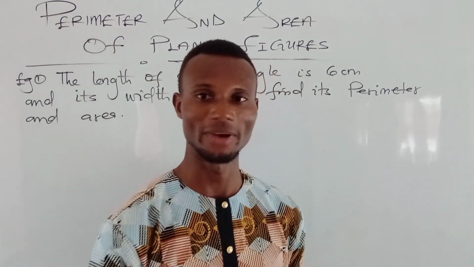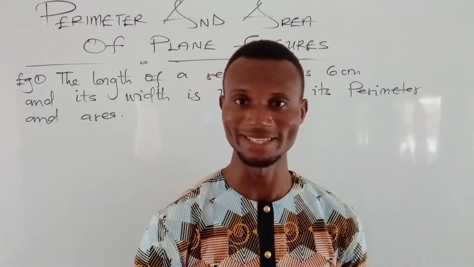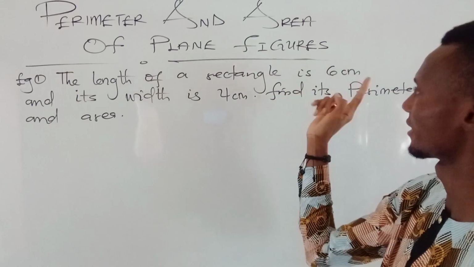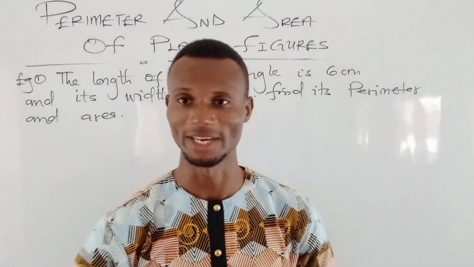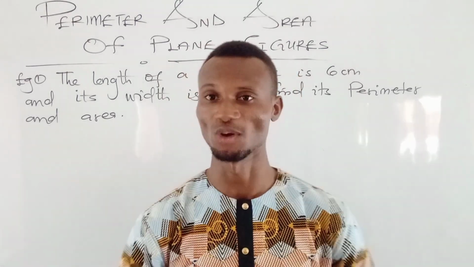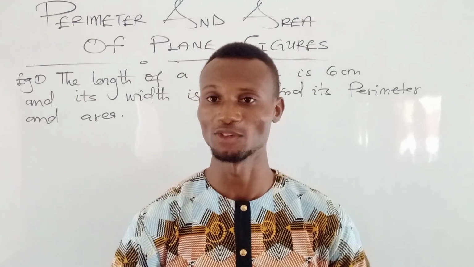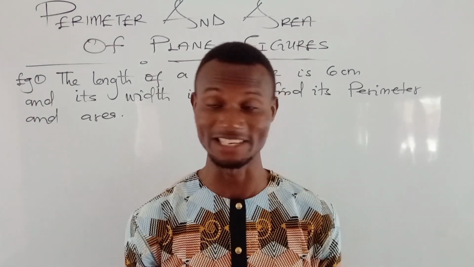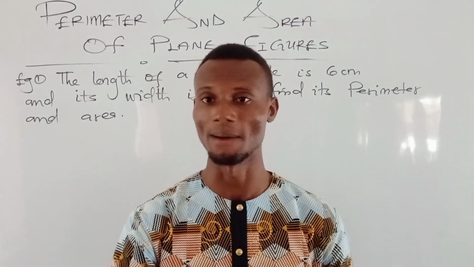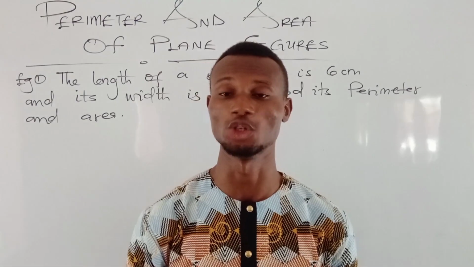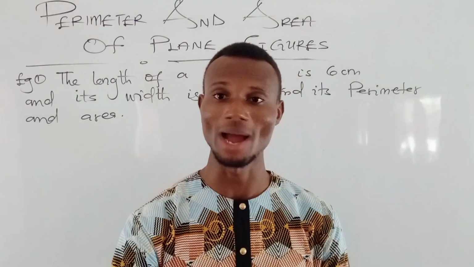So the question is asking us to find the perimeter and area of a rectangle whose length is 6 centimeters and width is 4 centimeters. Now before I start solving, most students don't like word problems like this. They think that it's difficult, which is not true. So I'm going to show you some steps that you are supposed to go through anytime you have a word problem question of this nature and you are being asked to solve.